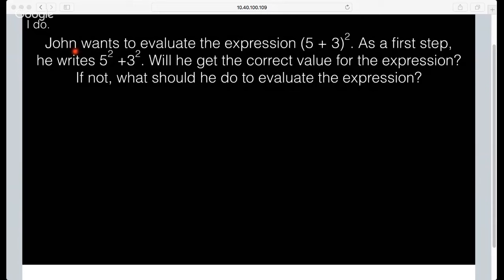So back to the problem. John wants to evaluate this expression. As a first step, he writes 5 squared plus 3 squared. Will he get the correct value for this expression? If not, what should he do to evaluate? So here's what John did.